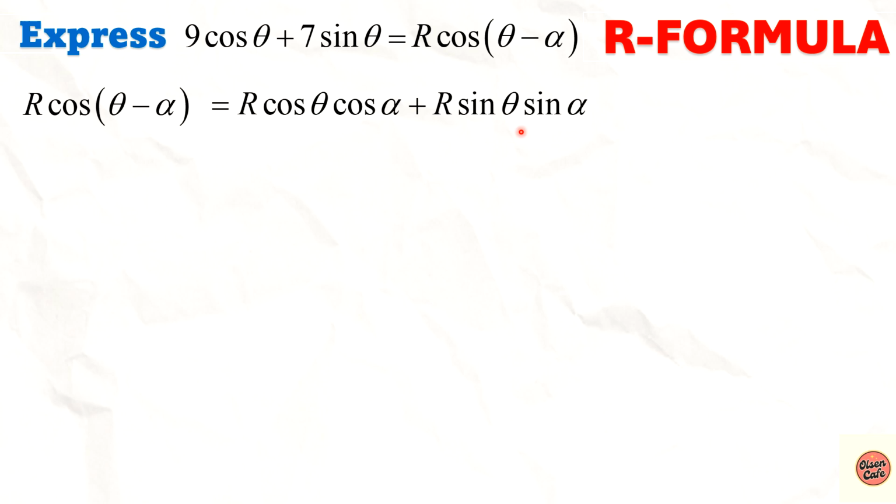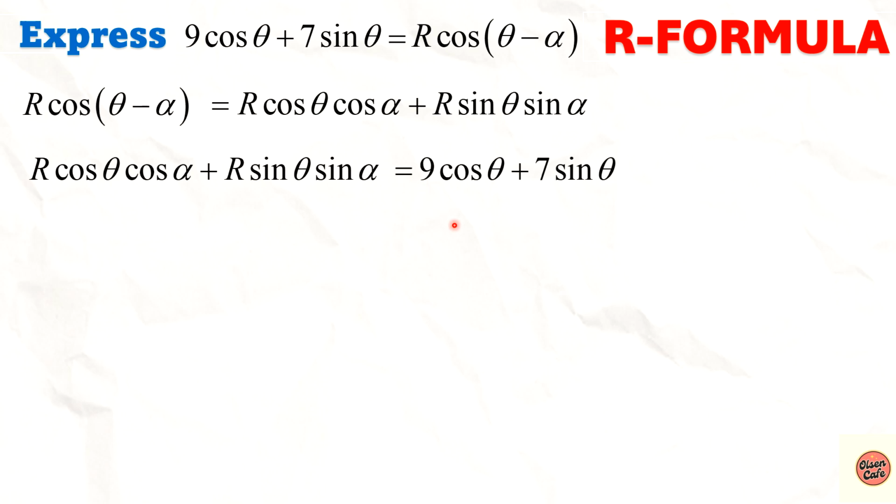Now, so with this, let me equate both sides. That means r cosine theta cosine alpha plus r sine theta sine alpha, and equate this to 9 cosine theta plus 7 sine theta. Now, over here, what do you do? Compare both sides. You realize that there is cosine theta, and also we have sine theta on the left and sine theta on the right. Now, so I'm going to compare the coefficient. So what I have here is, that means I look at r cosine alpha.